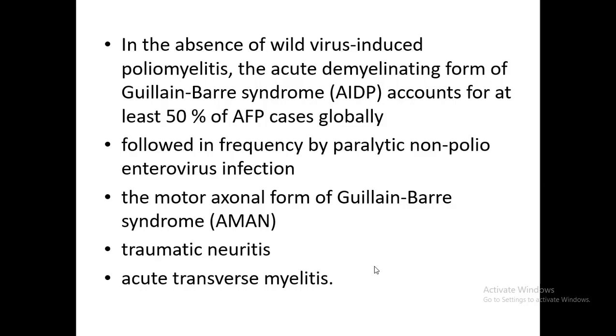The most common cause of acute flaccid paralysis encountered in our clinical practice is Guillain-Barré syndrome. The incidence of poliomyelitis was dramatically reduced after the inclusion of the polio vaccine in the vaccination schedule.